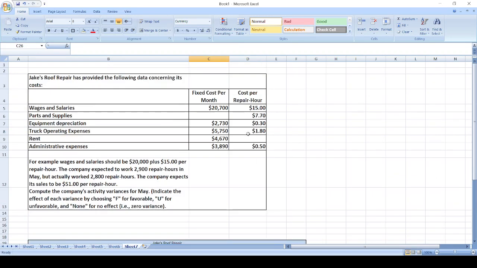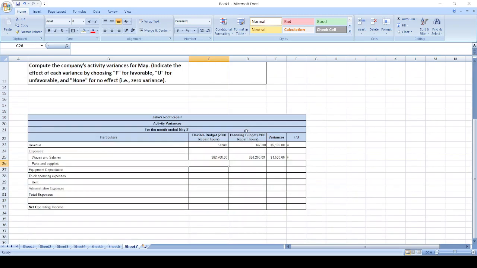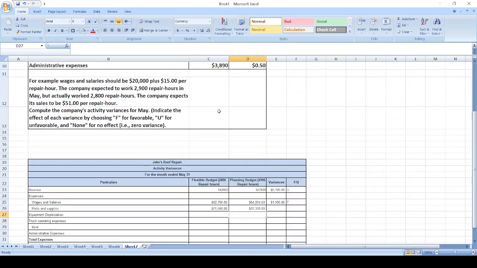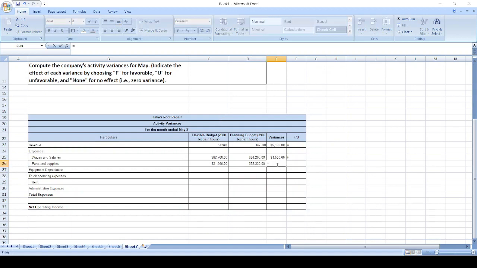Now we will calculate parts and supplies. $7.70 per hour into 2,800 hours. Variance: 22,330 minus 21,560. It will also be favorable because actual parts and supplies cost is lower than the planning parts and supplies cost.